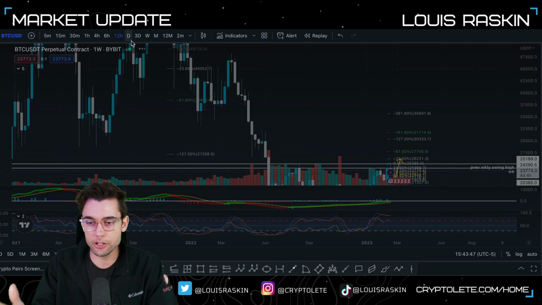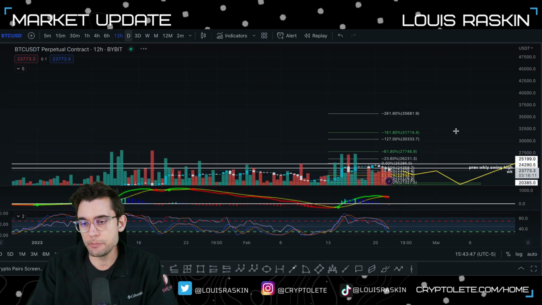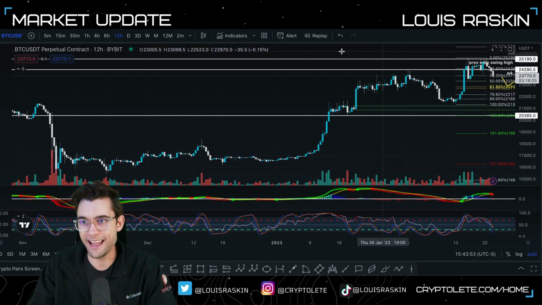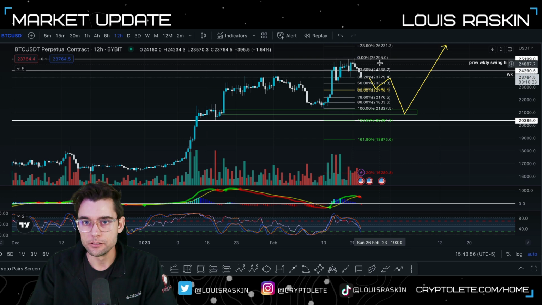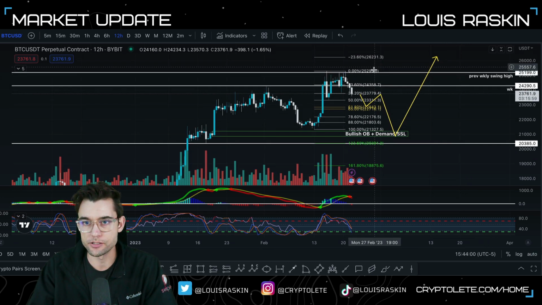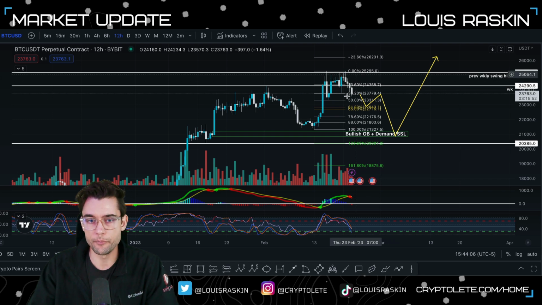So I'm pretty cautious. What will make me bullish is if we actually move back up and go back above this area and start consolidating right underneath the resistance again. That would be pretty bullish. So that's what I want to see.